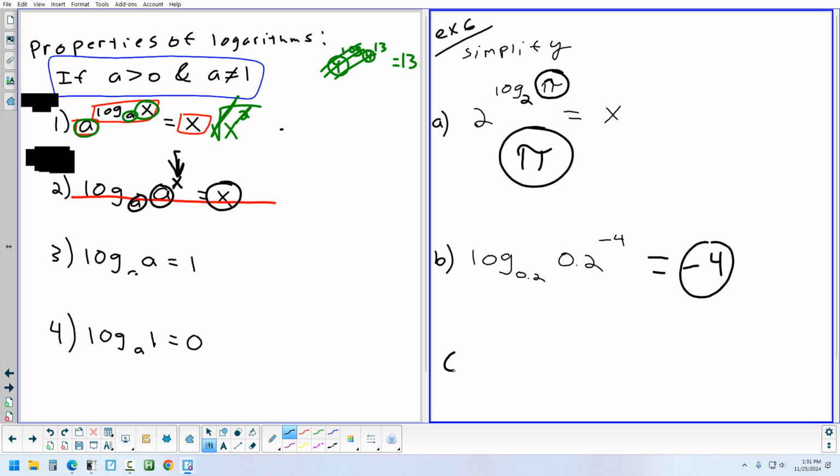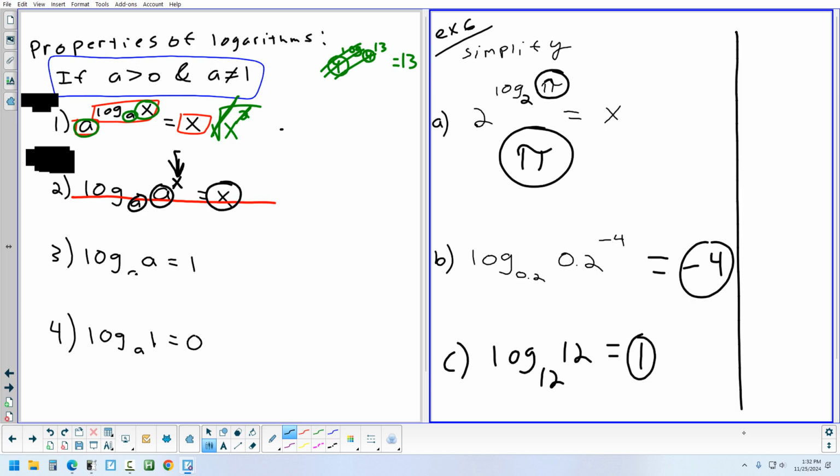How about log base 12 of 12? 1. That's property 3. So that's a 1. We'll do one more. How about log base 5 of 5? 1. So yeah, that would be 1.